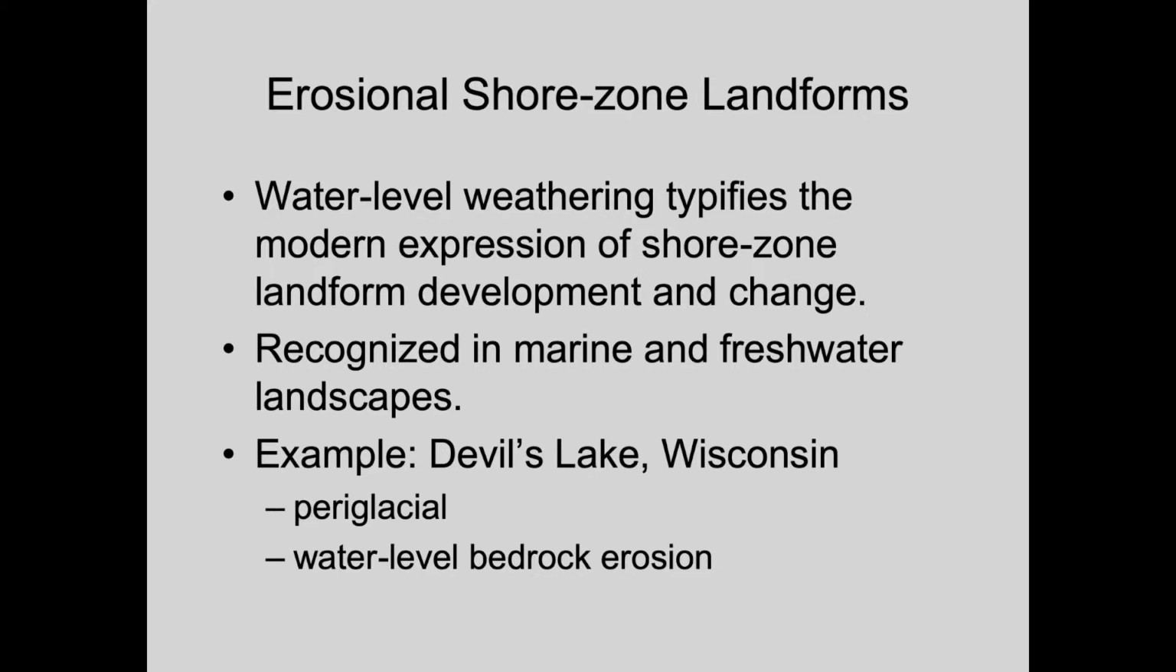An example, again, of a freshwater environment where we see a lot of this water level weathering occurring would be Devil's Lake in Wisconsin. This region is part of the periglacial driftless area of the state, and water erosion, at least water level erosion, is very, very common when we take a look at the lake levels and what's occurring at that level of the water table in that environment. Similar kinds of water level erosion patterns are also visible in the Chalk Cliffs region of modern England and France. So it's something that we can see both in a marine or in a freshwater environment.